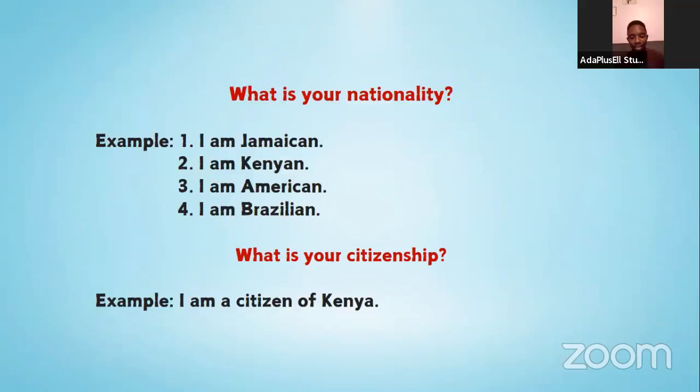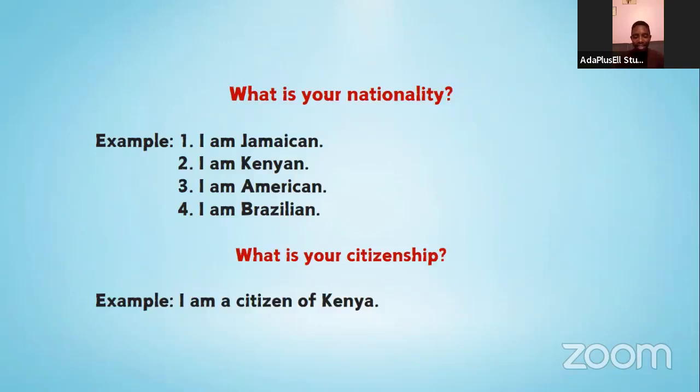This is still about the nationality. They can ask you your nationality. When you read on your identity card, it has a nationality. So where you belong, the country that you belong in, that is the nationality. So everyone has his own nationality. For example, here we have a person who is saying, I am Jamaican. It means his nationality is Jamaican.